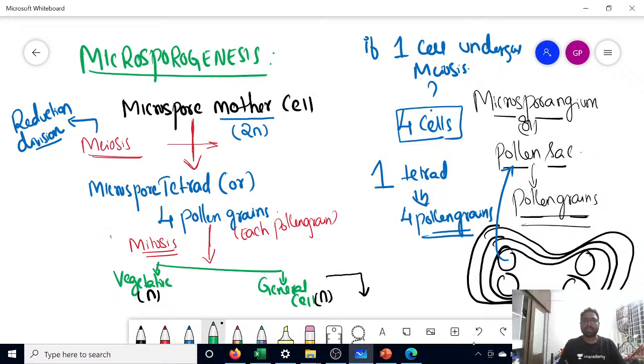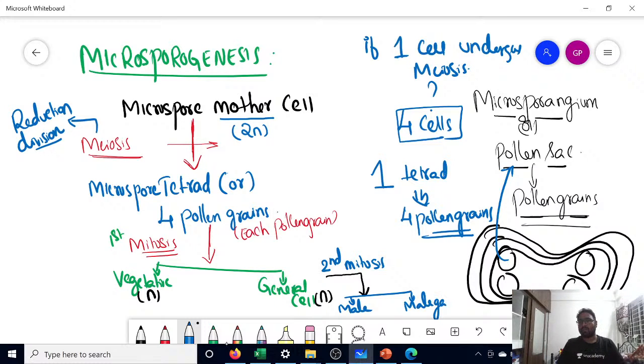This is the first mitosis. Now it undergoes a second mitosis. So 2 mitotic divisions take place, and it forms 2 male gametes. What does it form, students? 2 male gametes.